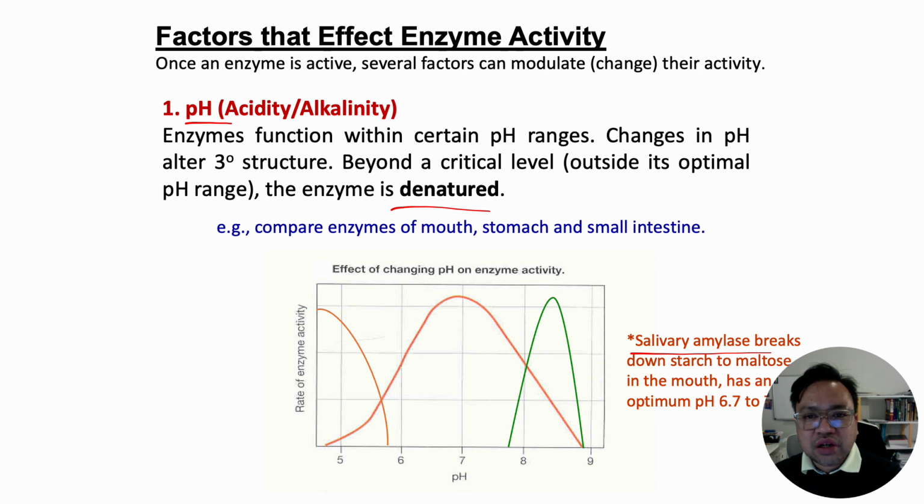The graph demonstrates the rate of enzyme activity across different pH levels, highlighting that salivary amylase, which breaks down starch into maltose in the mouth, operates best at a pH of 6.7 to 7, as you can see here in the graph. In contrast, the enzymes in the small intestine function optimally in a more alkaline environment with a pH closer to 8 to 9. This emphasizes that pH is a critical factor influencing enzyme efficiency.